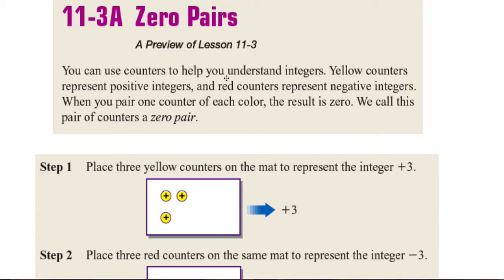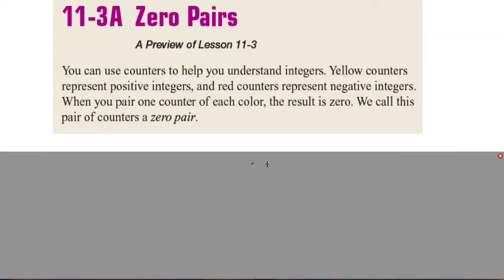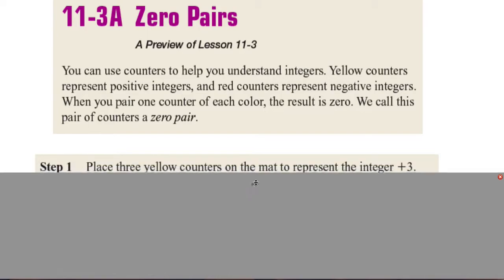You can use counters to help you understand integers. Yellow counters represent positive integers and red counters represent negative integers. Let me use a screen shade here so that you won't see, and we'll do it one step at a time. When you pair one counter of each color, the result is 0. We call this pair of counters a zero pair.